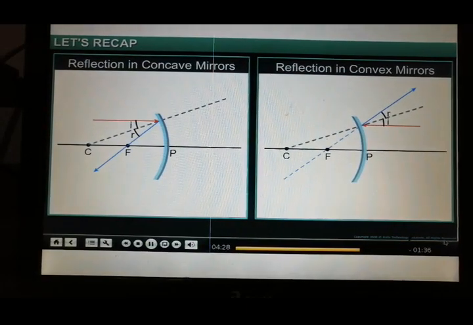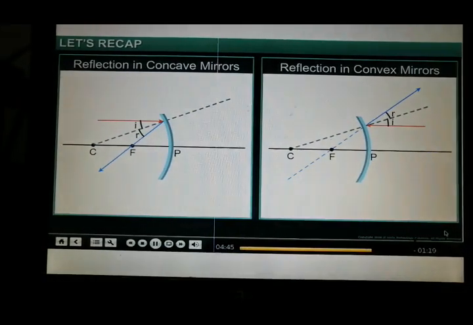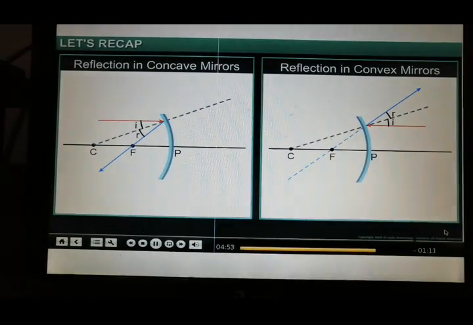This brings you to the end of this module. In this module, you learned about reflection in spherical mirrors. A ray parallel to the principal axis after reflection will pass through the principal focus in case of a concave mirror, or appear to diverge from the principal focus in case of a convex mirror.